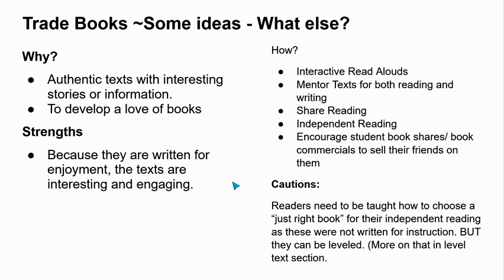So trade books are lovely, wonderful, have so many great uses, and there's so many wonderful ones out there. I mean, isn't that why we all became teachers? No, I'm just kidding.